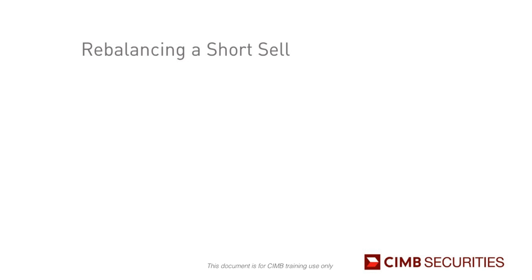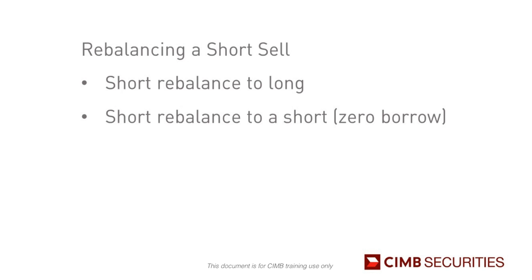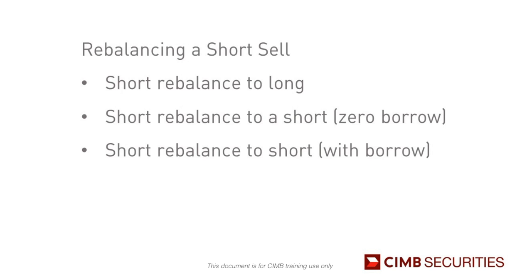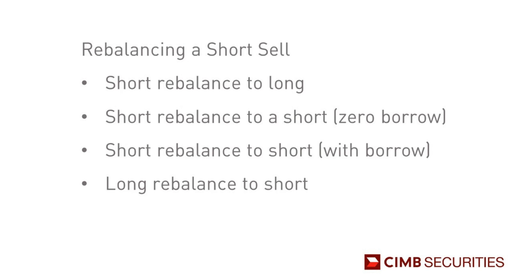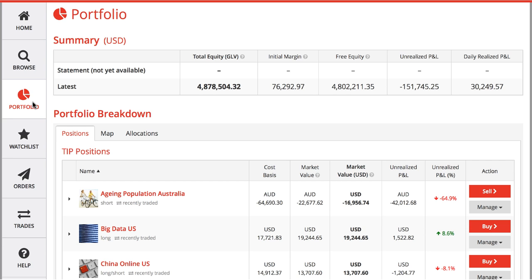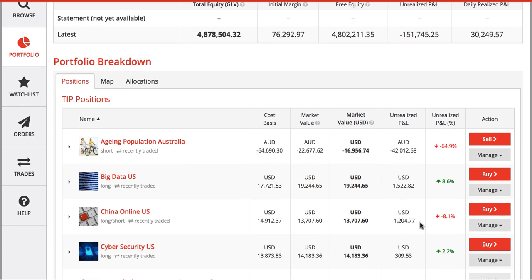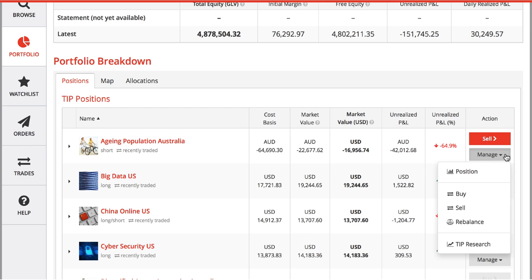There are several scenarios that you may encounter. A short sell rebalance to a long position, a short sell rebalance to another short position with zero borrow, a short sell rebalance to another short position with borrow, and a long rebalance to a short sell position. Let's use the tip Aging Population Australia as the first scenario, a short sell rebalance to a long position.